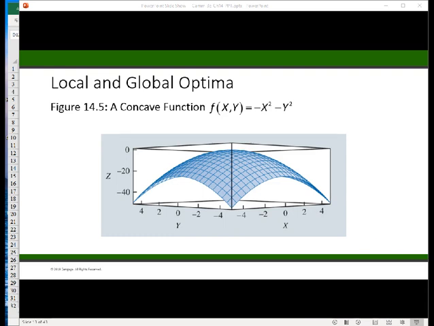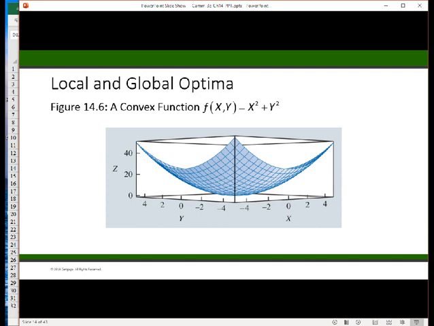We can also have a concave function there. We can also have a convex function. And a convex function is one that's shaped like a bowl would be shaped. And the minimal value is going to be at the bottom of this particular shape.